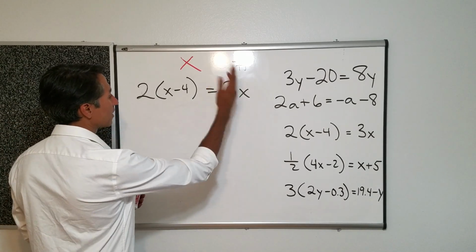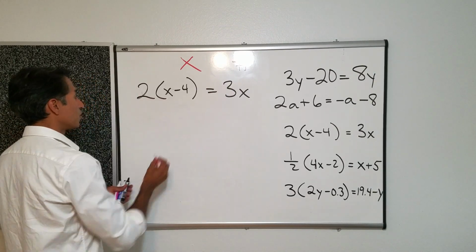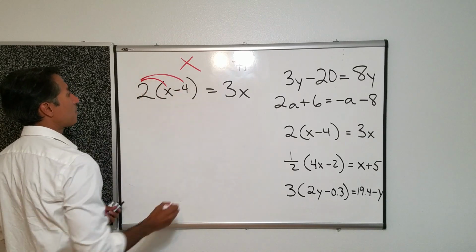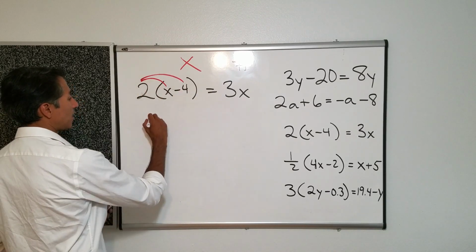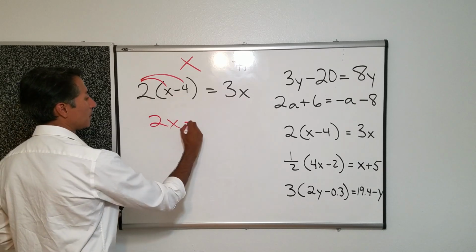Okay, well, 3x, that's kind of done. This guy, I got to multiply this times this, which means I need to use that distributive property like that. So 2 times x gives me 2x. 2 times negative 4 gives me negative 8.